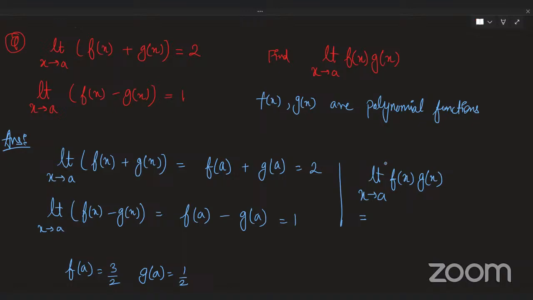f of a multiplied by g of a. Now can you tell me what is the value of f of a multiplied by g of a? So it will be 3 by 2 multiplied by 1 by 2, right? 3 by 4. Yes, sir, I understood, but how 3 by 2 came, sir, f of a?